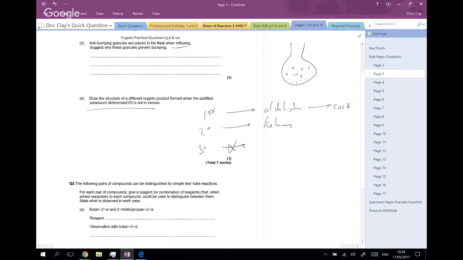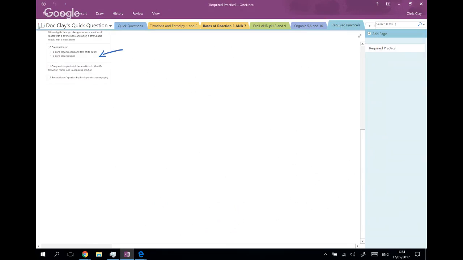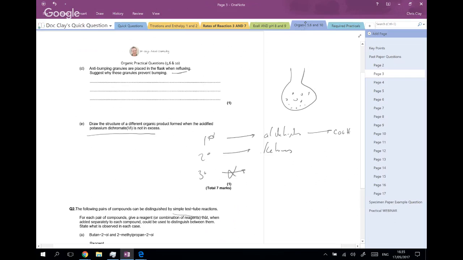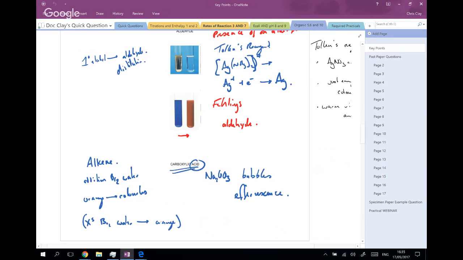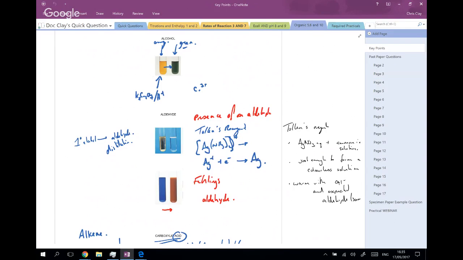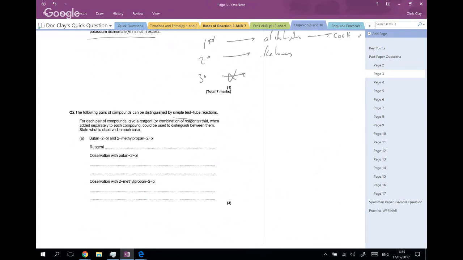Okay, here we've got a nice question, question 2. I don't want to go through this particularly because I think it's a really good test for yourself. But here, the following pairs of compounds can be distinguished by simple test tube reactions. Can you come up with ways? Key points: can we use our knowledge of test tube reactions that we've got on this page to design some sort of practical? Here we are: butan-2-ol and 2-methylpropan-2-ol. Observations with both.